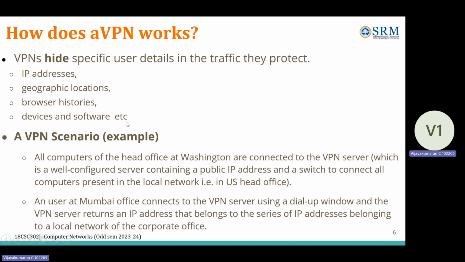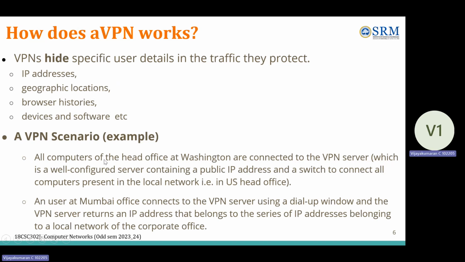Let us consider an example scenario to explain the VPN in detail. Suppose the headquarters of your office is located in Washington, D.C. All computers of your head office are connected to the VPN server. The server is a well-configured server containing the public IP address, and a router or switch to connect all computers in the local area network. That is your head office.